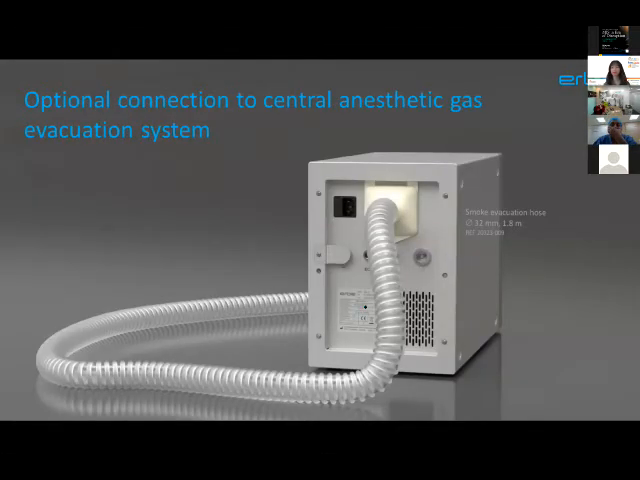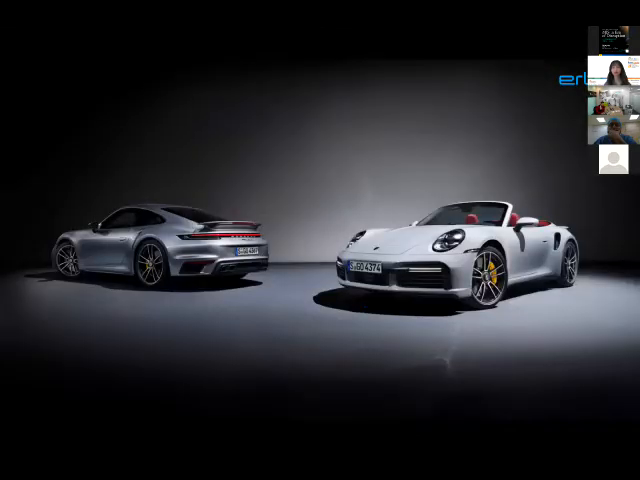So on top of all these functions, in case your hospital has a regulation that you need to collect this evacuated smoke, there is a tube you can add on and connect it to the central anesthetic gas evacuation system. Now, just very quickly, what do these cars have in common with the IES?